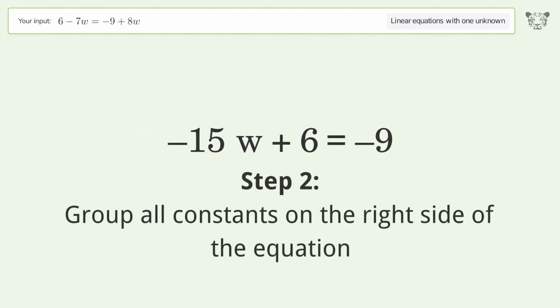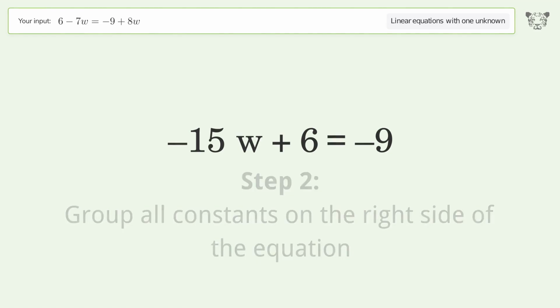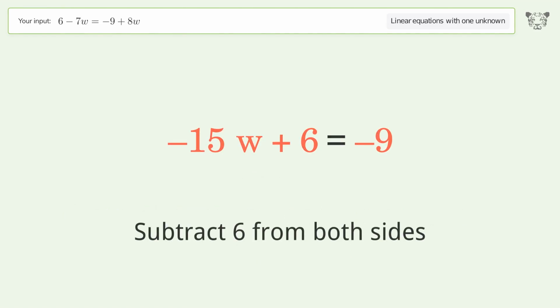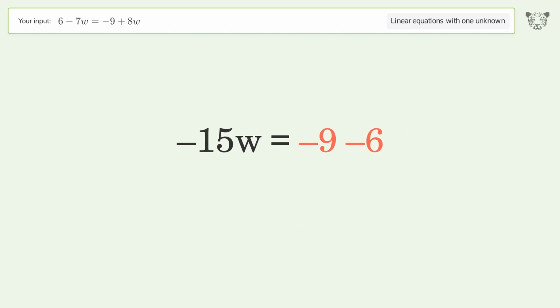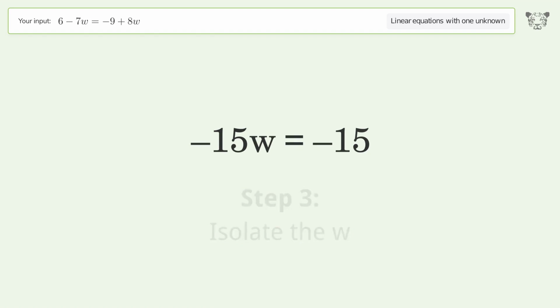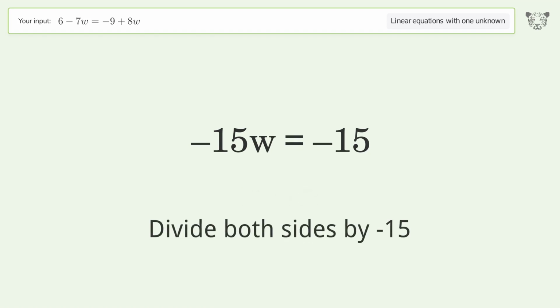Group all constants on the right side of the equation. Subtract 6 from both sides. Simplify the arithmetic. Isolate the w. Divide both sides by -15.